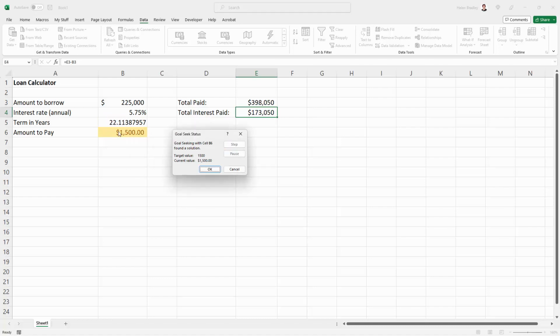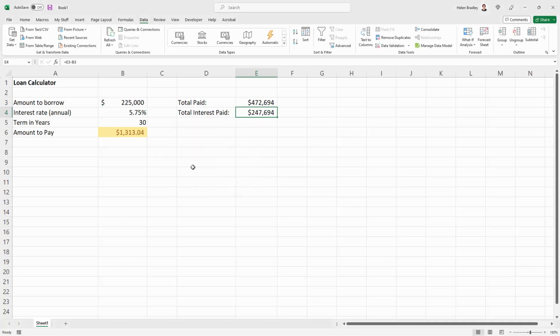Well, you know, we could bring that down to 22 years and look and see what it's done to the interest. We're going to be paying a lot less over the life of the loan, but we're also going to be paying less interest than principal in this situation. So this Goal Seek and this loan calculator are really handy ways of analyzing the amount that you can afford to borrow and the kind of payments that you're going to have over the life of your loan.